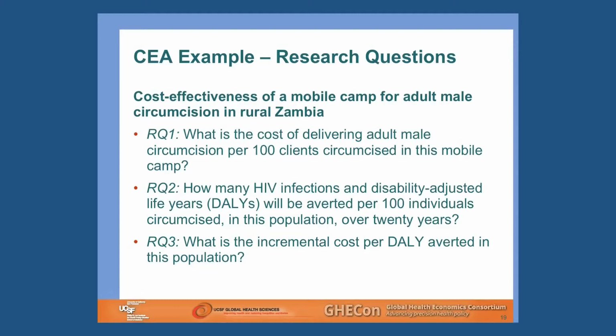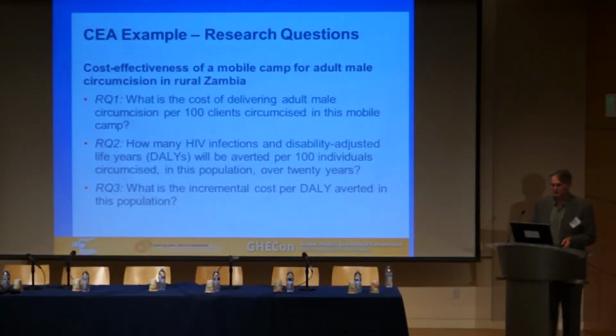So you're a minister of health in Zambia, and you're thinking about how to allocate your HIV budget. Adult male circumcision is now known to be very effective in reducing female-to-male transmission of HIV, and you're thinking about starting a mobile camp to reach adults in more remote parts of the country. So you want to answer 3 questions. What is the cost of delivering adult male circumcision for a standardized number of clients, like 100?